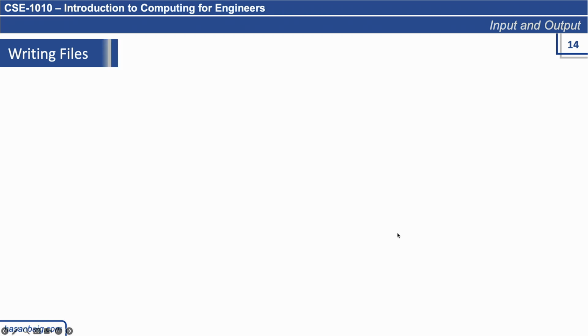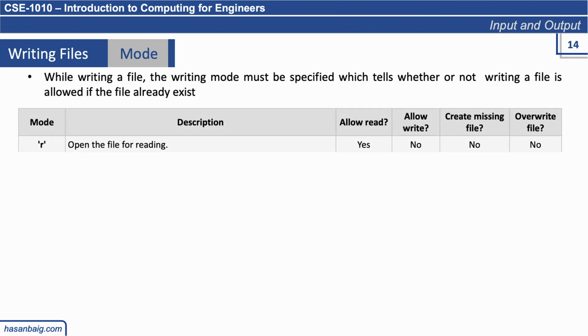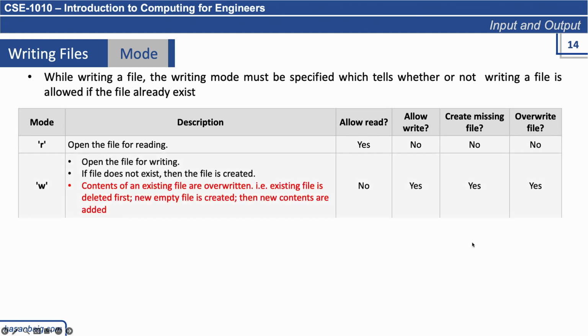Okay, so while writing a file, the writing mode must be specified, as I discussed, which tells whether or not writing a file is allowed if the file already exists. The first mode, remember, R corresponds to read. If we do not specify any mode, then it is the default behavior of open. It is going to read the contents of the file. It's not required to specify R. So allow read, yes. It does not allow any write operation. Allow write, creating missing file: if the file is not there and you are trying to read the contents, it would throw an error.